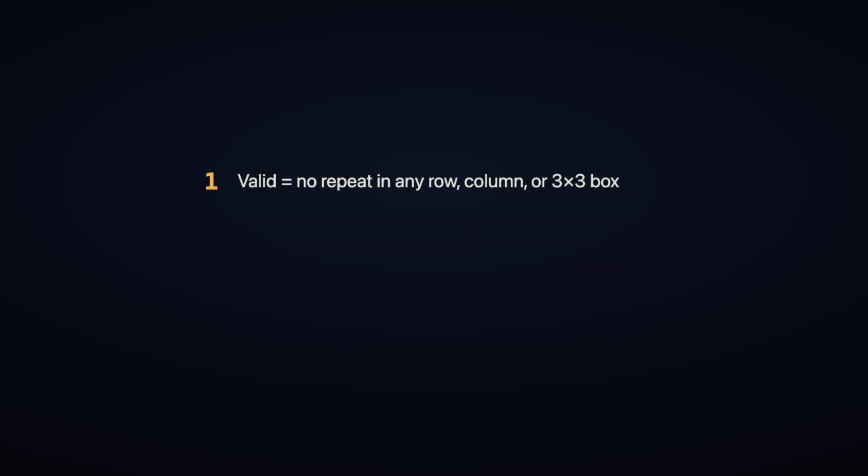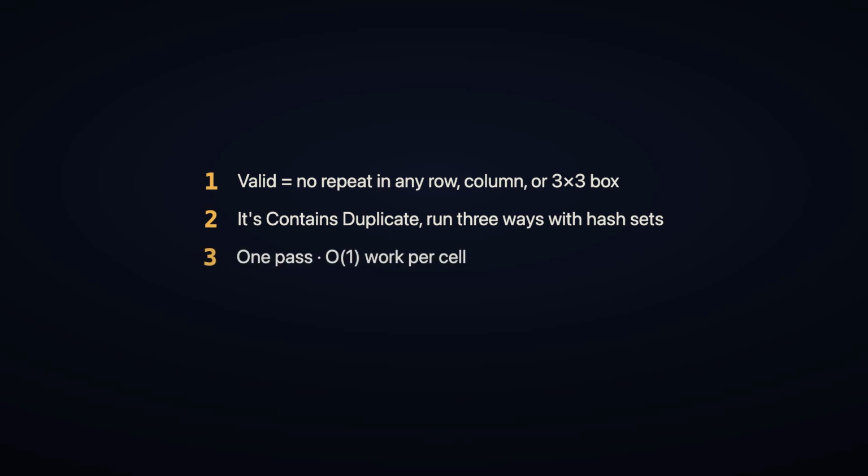3 things to take away. 1. Validity is just no repeats in any row, column, or box. 2. It's contains duplicate run 3 ways, with hash sets doing the remembering. 3. One pass, constant work per cell.